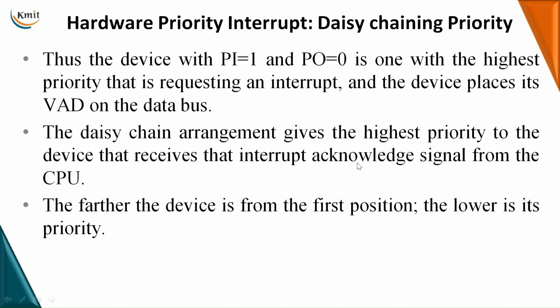This arrangement gives a high priority to the device that receives the interrupt acknowledgement first. Since the devices are placed according to priority, whichever is the first high priority device, if it receives an interrupt acknowledgement and has interrupted the CPU, it will be serviced first by the CPU. So the farther the device is from the first position, the lower its priority.